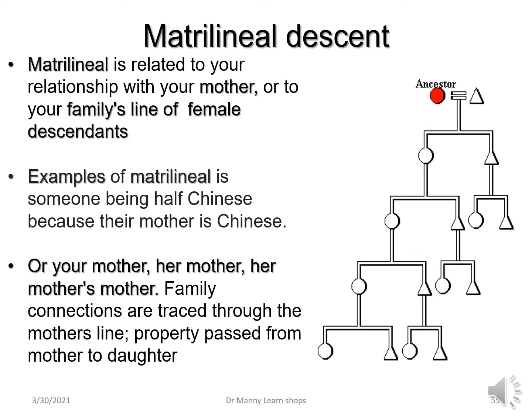Then you've got matrilineal descent. Matrilineal is related to your relationship with your mother or your family's line of female descendants. Examples are someone being half Chinese because their mother is Chinese, or your mother or her mother's mother. Family connections are traced through the mother's line. Property is passed from mother to daughter.